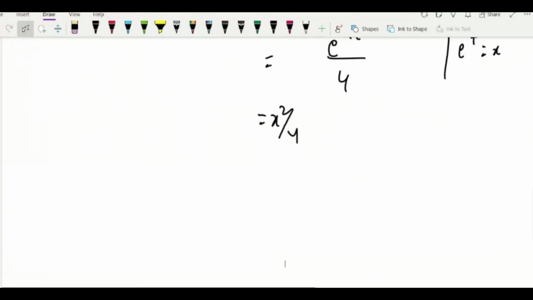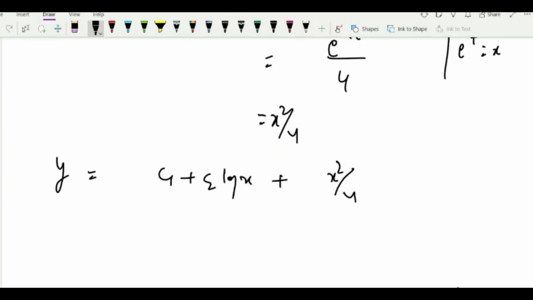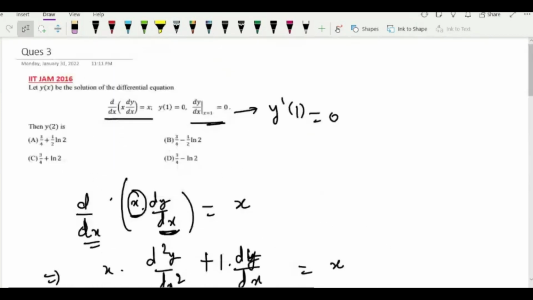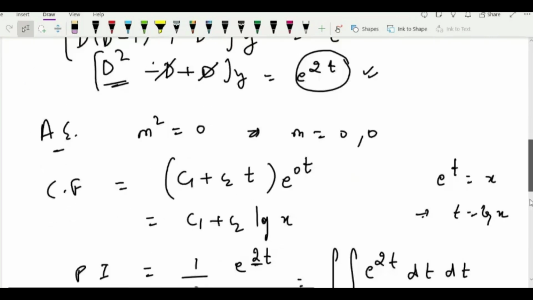So here we get CF plus PI: y is equal to CF, which is C1 plus C2 log x, and PI as x square by 4. So this is our complete solution y(x). But in this question, they have asked about y(2). And we have been given y(1) is equal to 0, y dash 1 is equal to 0. So y(1) is equal to 0.